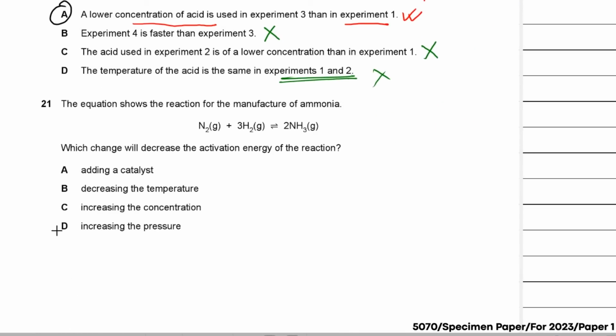Okay, so moving on to number 21. The equation shows a reaction for the manufacture of ammonia. Which change will decrease the activation energy for the reaction? So, decrease the activation energy. Obviously, catalysts decrease activation energy. They don't necessarily decrease it, but they just lower the amount of activation energy that's actually required. So 21 is A.